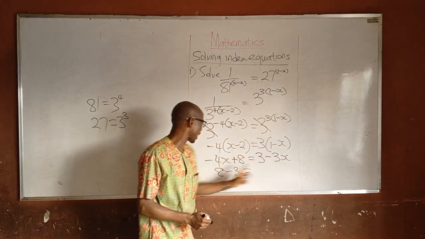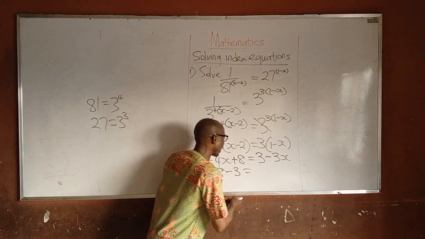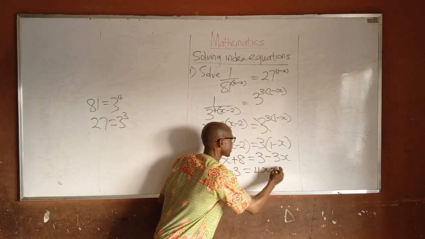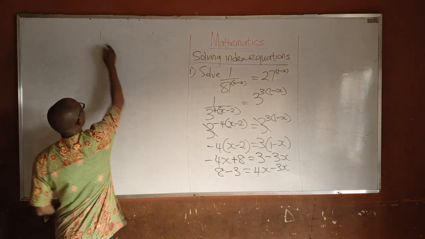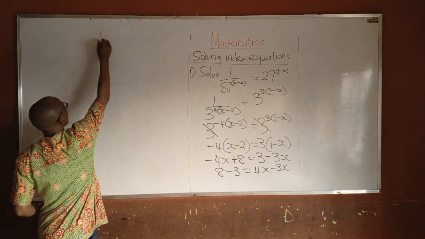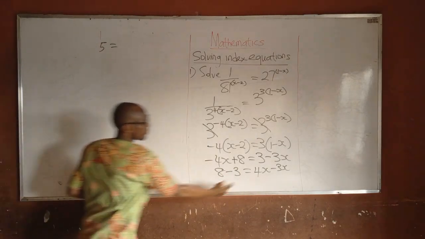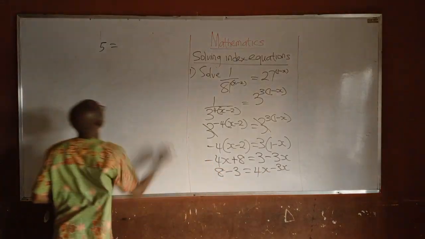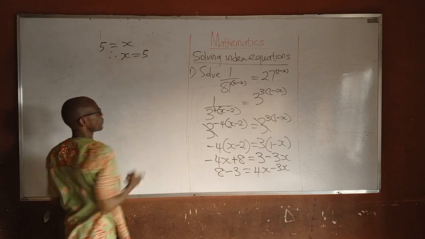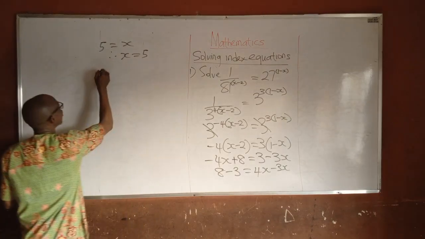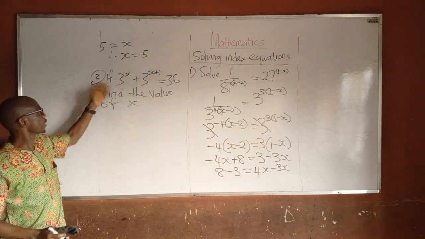We cross the equality sign, it becomes plus. So it now becomes 4x minus 3x. 8 minus 3 will give us 5, equal to 4x minus 3x, which gives us x. So therefore, x is equal to 5.